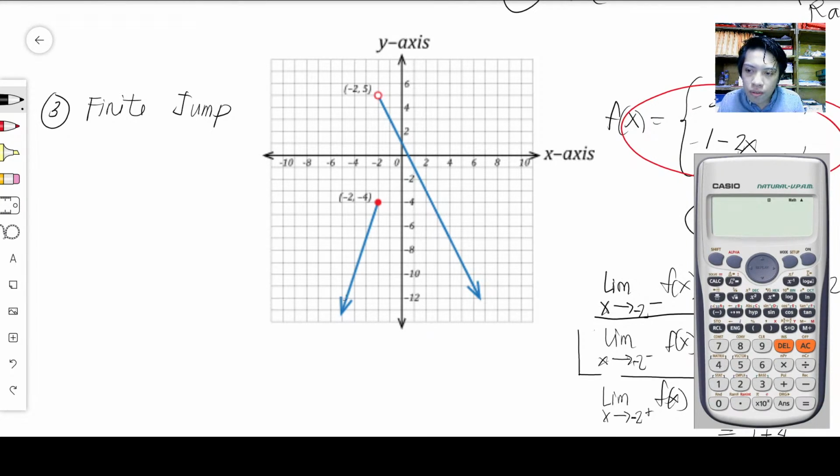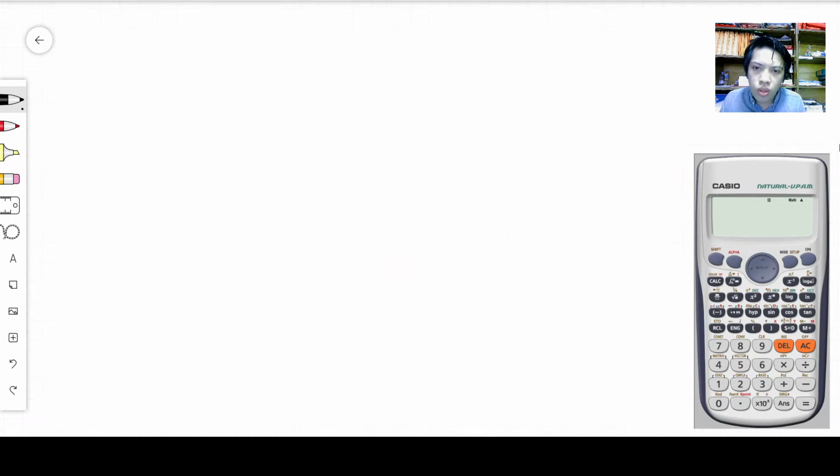Okay, let us have this example. Another example. Y is equal to 4x minus 1 over x minus 3 at x equal to 3.